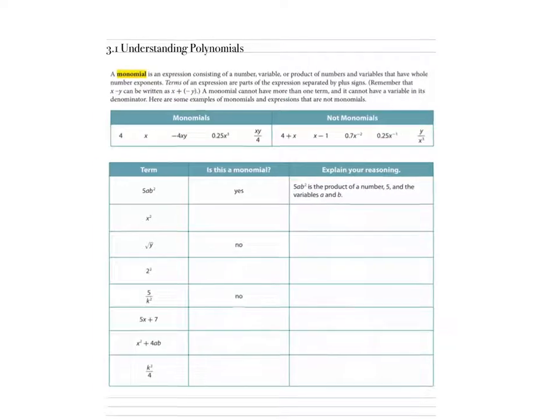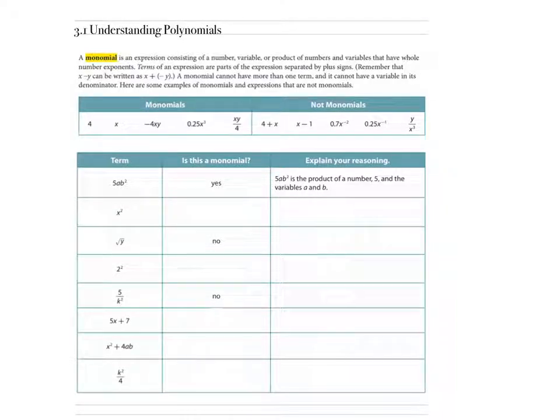3.1 Understanding Polynomials. We're first going to start off by looking at what a monomial is. A monomial is an expression consisting of a number, variable, or product of numbers and variables that have whole number exponents. Terms of an expression are parts of the expression separated by plus or minus signs. Remember that x minus y can be written as x plus negative y. A monomial cannot have more than one term, and it cannot have a variable in its denominator.